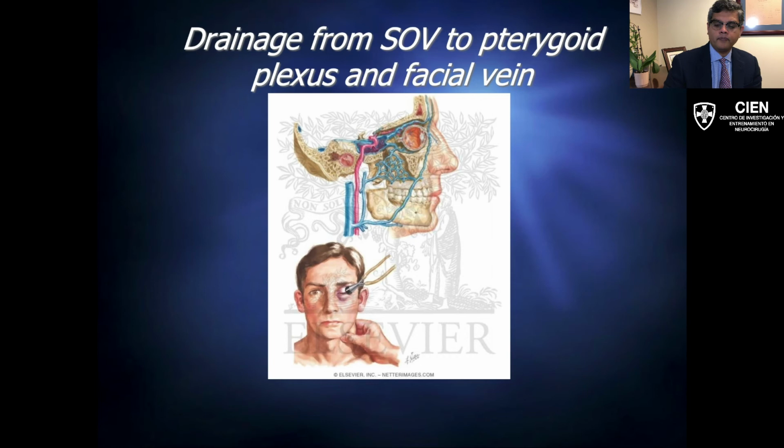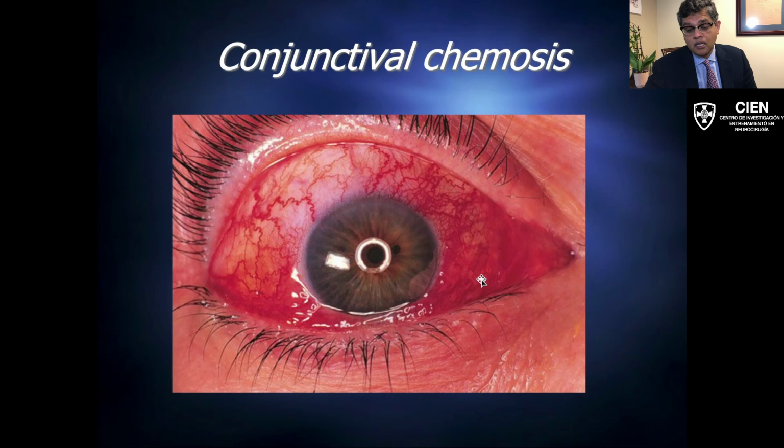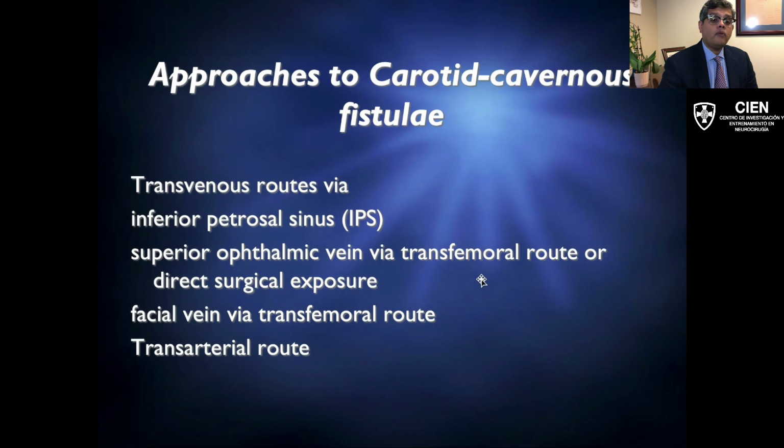And one of the things to also remember is a significant portion of the cavernous sinus is posterior to the internal carotid artery, and the cranial nerves to the orbit, the third cranial nerve, the fourth and sixth, course through these areas. And you might find symptoms associated with that dysfunction, predominantly diplopia. This is conjunctival chemosis just from congestion. So when one thinks of approaches to carotid cavernous fistula, you can go transvenously through an inferior petrosal sinus to the superior ophthalmic vein via a transfemoral route, or a direct surgical exposure of the superior ophthalmic vein or a facial vein, via a transfemoral route or transarterial route.